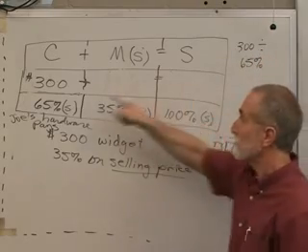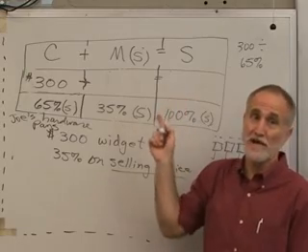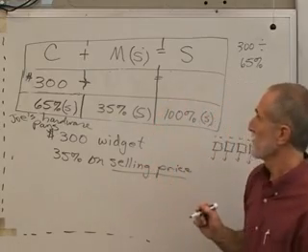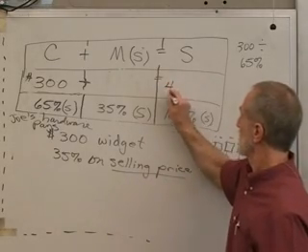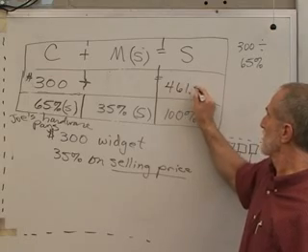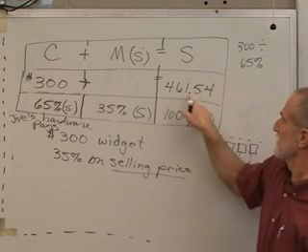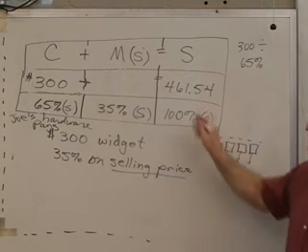Now that should give us a bigger number than 300, right? We've got to sell it for more than what we paid or we're going to go out of business really quickly. What do we get? 461.54. All right, thank you. Does that look good to everybody? 461.54 to the nearest penny.